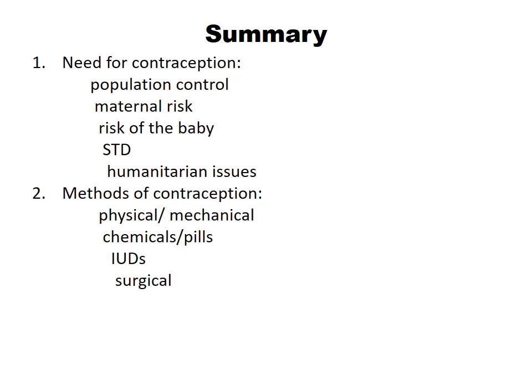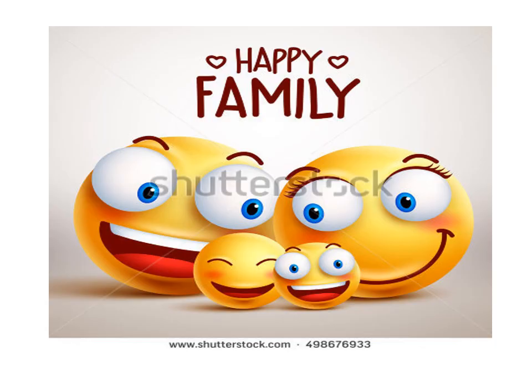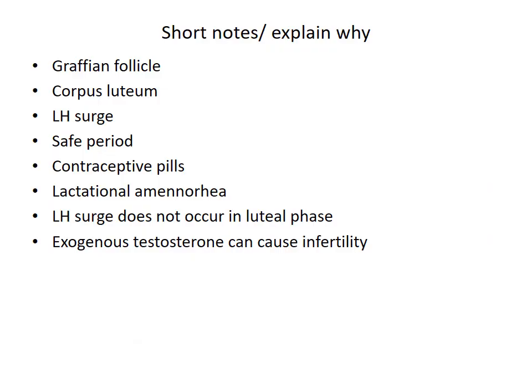Methods of contraception: physical, mechanical, chemical, pills, IUDs, surgical methods. So you can see all the birth control methods in one picture, whether mechanical or chemical or surgical or IUDs. A few short notes which you might get on this topic are contraceptive pills or safe period or lactational amenorrhea. So some of these questions you can make notes on.